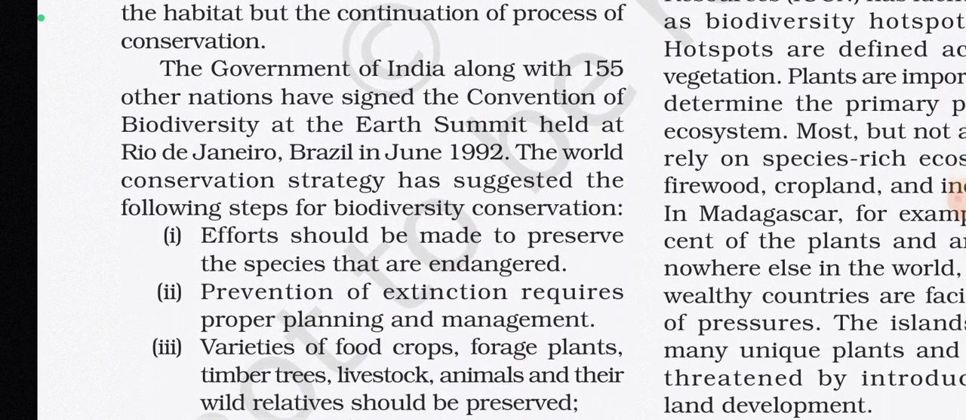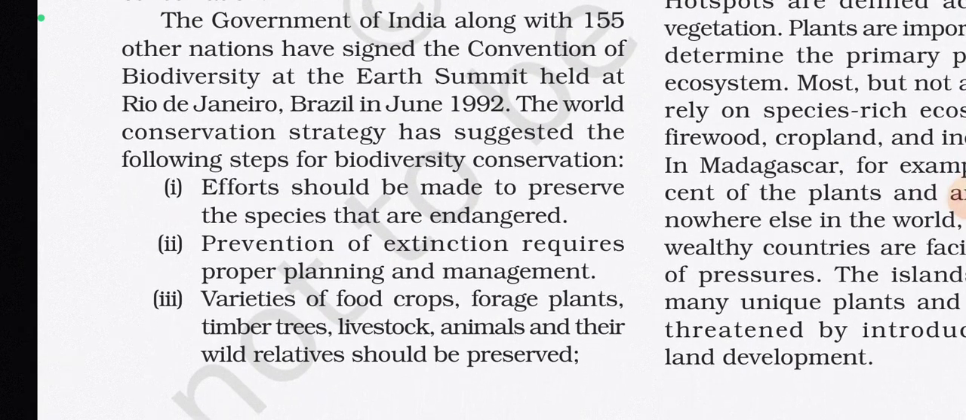The Government of India, along with 155 other nations, has signed the Convention on Biodiversity at the Earth Summit held at Rio de Janeiro, Brazil in June 1992. The World Conservation Strategy has suggested the following steps for biodiversity conservation. Efforts should be made to preserve the species that are endangered. Prevention of extinction requires proper planning and management.